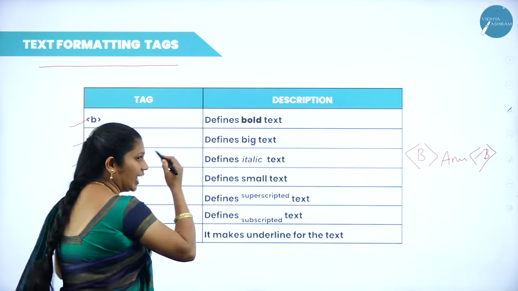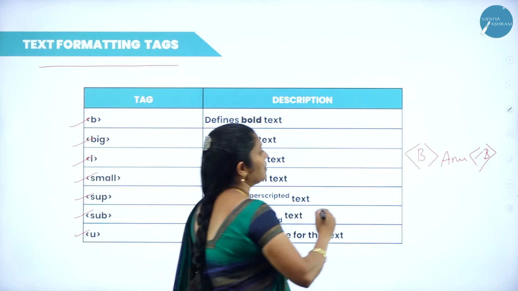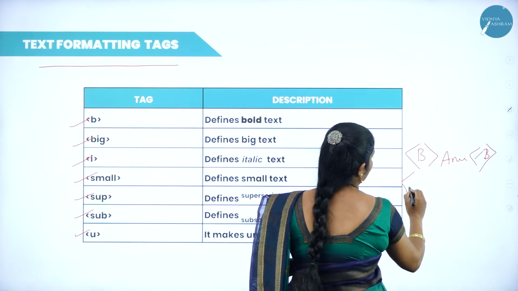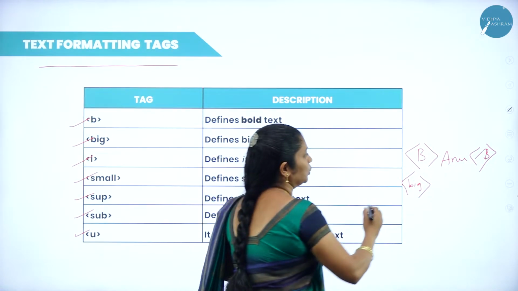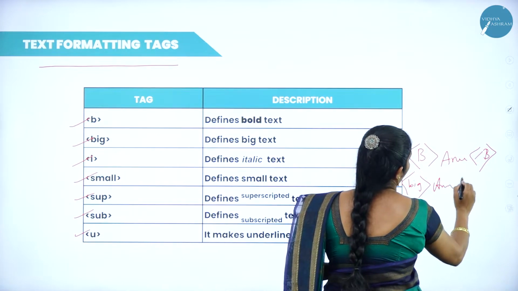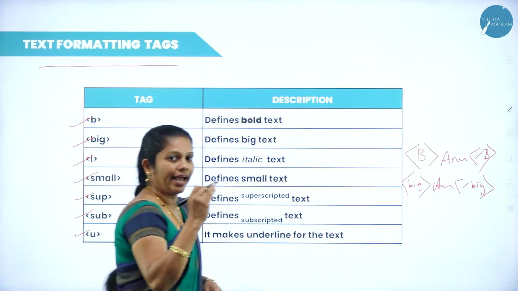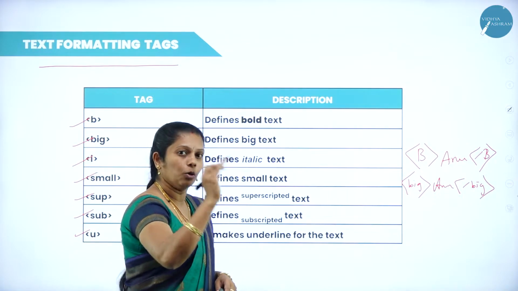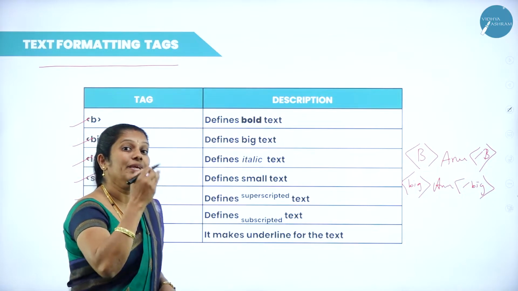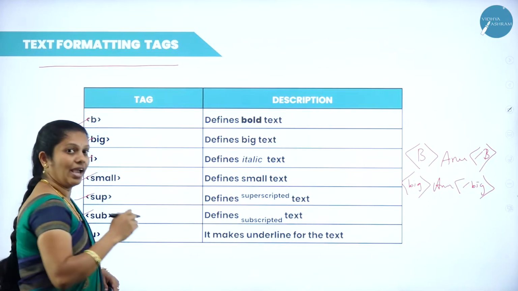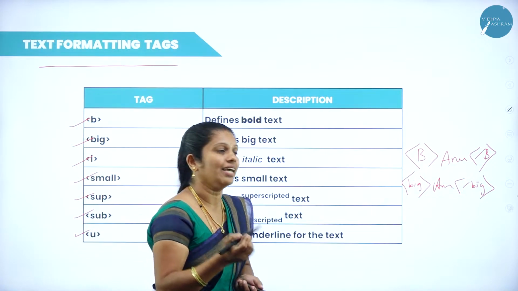In the same way, if I want to display Anu in bigger size, then I have to use the big tag. This big tag helps to display the data in bigger size, Anu. Then here we will close this big tag. It means that the B tag helps to display the data in bold style, whereas the big tag helps to display the data in bigger size. In the same way, the I tag is used to display the text data in italic style.